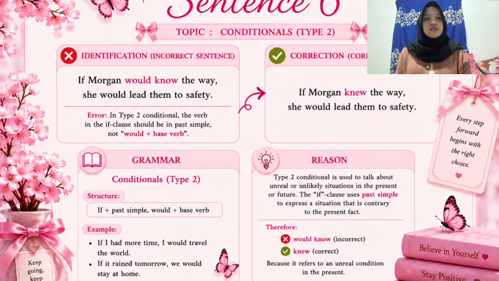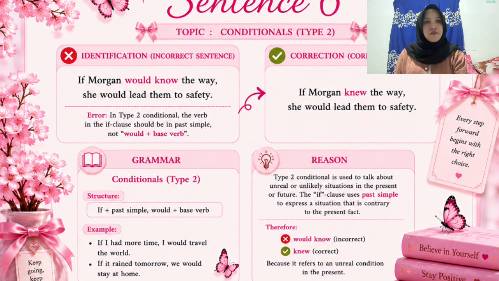Sentence number 6: if Morgan would know the way, she would lead them to Stevie. The mistake is the word "would" in the if clause. The correct sentence is: if Morgan knew the way, she would lead them to Stevie. The reason is that this is a second conditional sentence. The if clause uses simple past, while the result clause uses would plus base verb. This is why "would" cannot be used in the if clause.